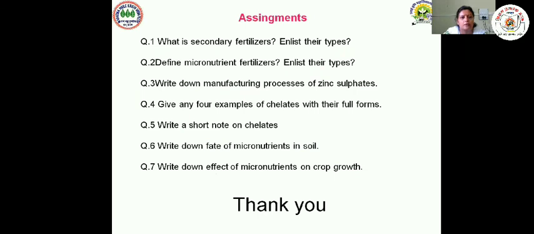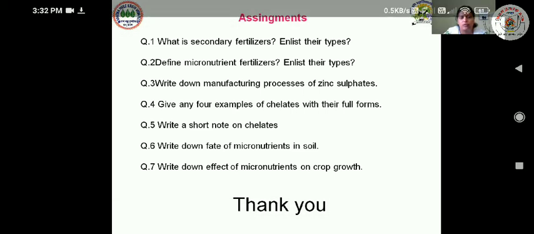This is about the micronutrient fertilizers. See, the assignments under this topic: you have to solve all these assignments in your assignment notebook. What is secondary fertilizer and list their types? Define micronutrient fertilizers and list their types. Write down the manufacturing process of zinc sulfate. Give any 4 examples of chelates with their full form.